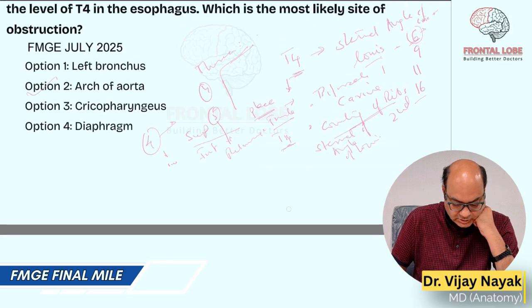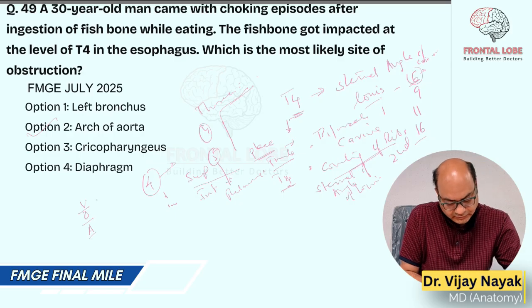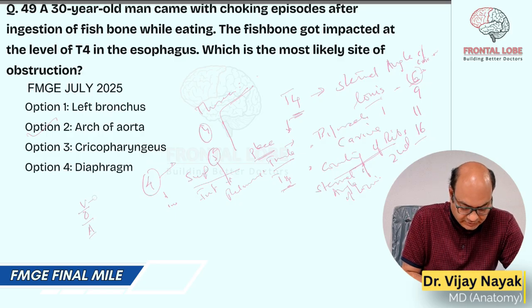One more thing you need to remember here is the openings of the diaphragm. There is a mnemonic called VOA, Voice of America. V for vena cava opening, at the level of T8. O for esophageal opening, at T10, because O looks similar to 0 and T10. So 8, 10, 12, these are the vertebral levels.